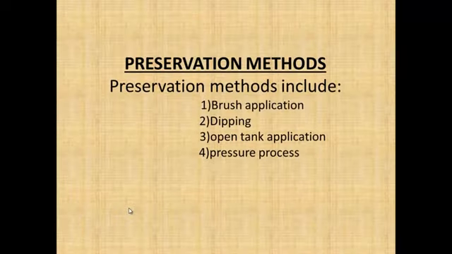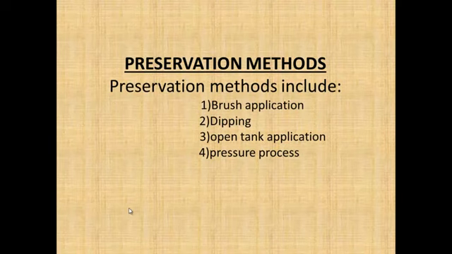Now, methods of preservation. Preservation of timber is done by four important methods: brush application, dipping, open tank application, and pressure process. In brush application, the timber is given one or two coatings of preservative with the help of a brush on the extreme sides of the beam, which is to be embedded into the wall. In dipping, the timber part to be treated is dipped in the preservative and kept immersed for a few hours.